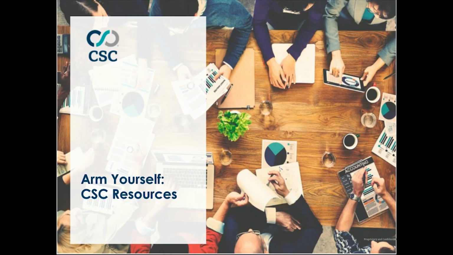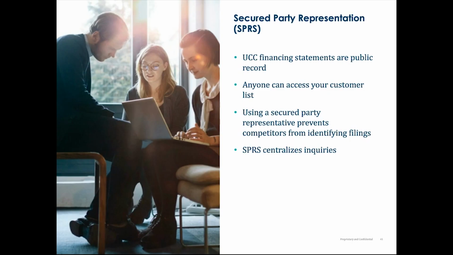Arming yourself, some CSC resources. One of our resources is called Secured Party Representation, or what we call SPURS. With SPURS, as you know, UCC financing statements are public record. That means that anyone can access your customer list by running a UCC search. So by using a secured party representative, it'll prevent competitors from identifying UCC filings. And also with SPURS, it centralizes the inquiries. What that means is we have a dedicated team here to handle the SPURS inquiries.